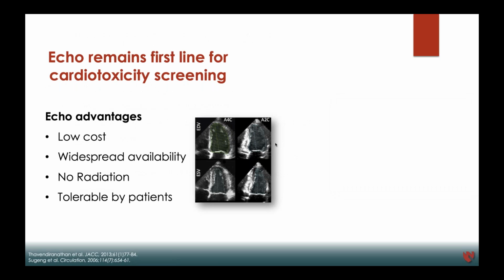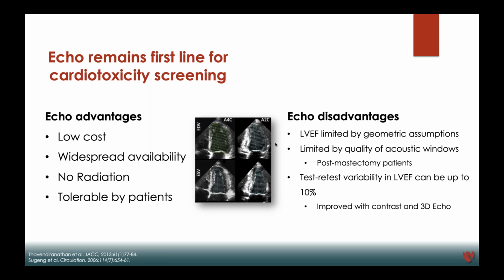So from there, echo is probably always going to be the first modality that's used to check an ejection fraction, mainly because it's low in cost, widely available, it's safe, there's no radiation exposure, and it's generally well tolerated by patients. Inherent disadvantages, though: LVEF is limited by geometric assumptions. The most common method we use to calculate ejection fraction is the Simpson biplane method of discs from a 4-chamber and 2-chamber. And while this is generally accurate, it is limited by geometric assumptions to calculate this.